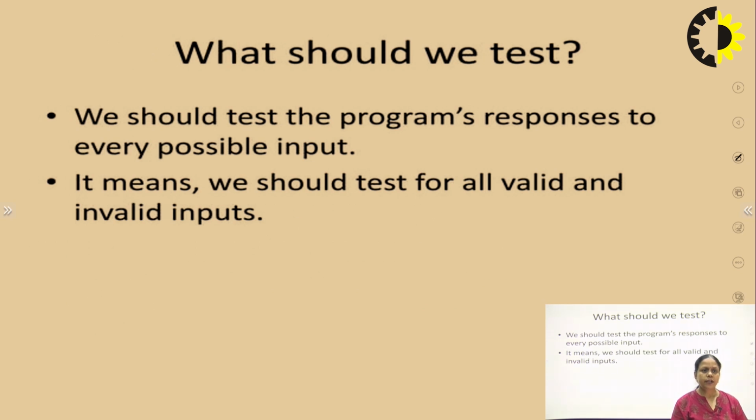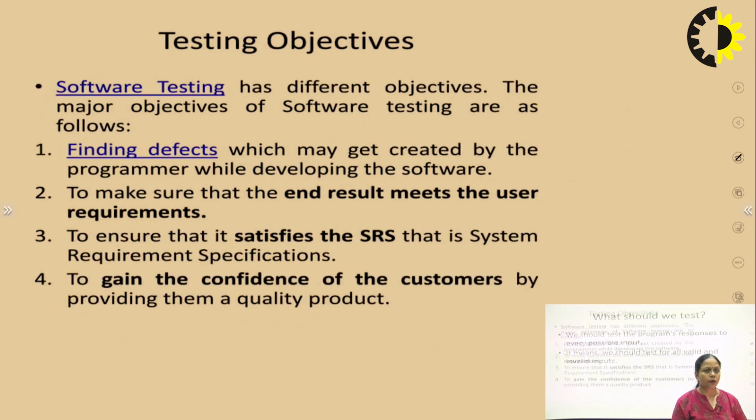What should we test? Now the question is what code we should test. We should test the program's responses to every possible input. For example, whether the output is correct or not. It means we should test all valid and invalid inputs. So we will give different types of inputs and check whether the program is working properly and giving the proper output or not.